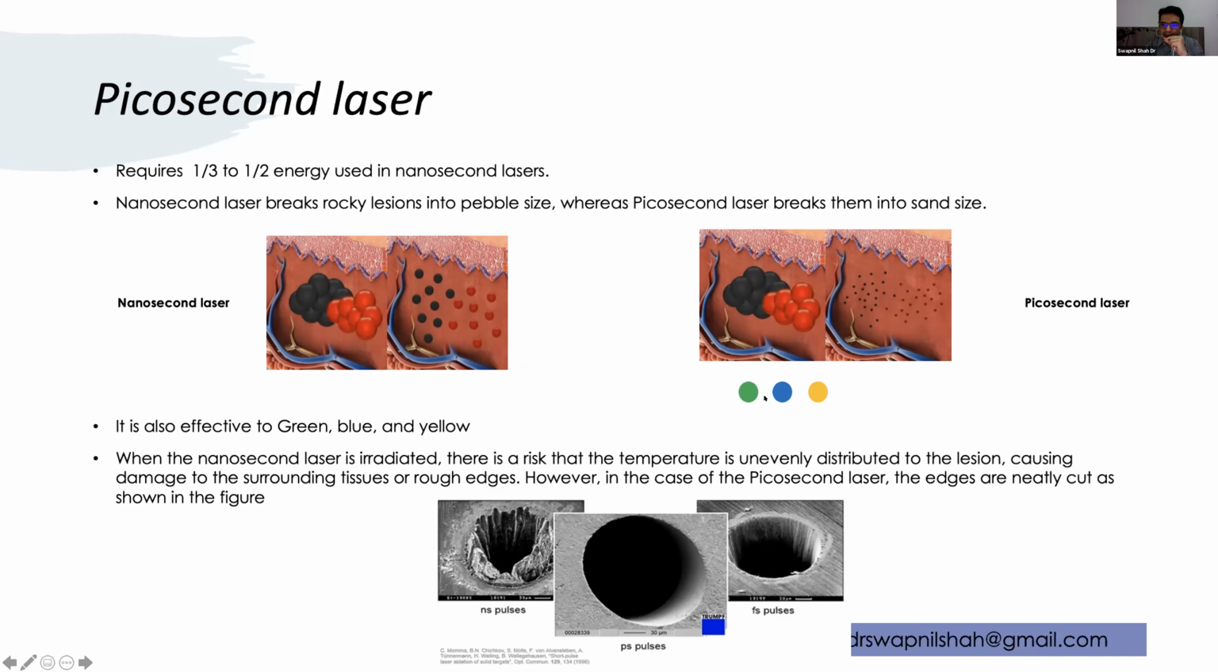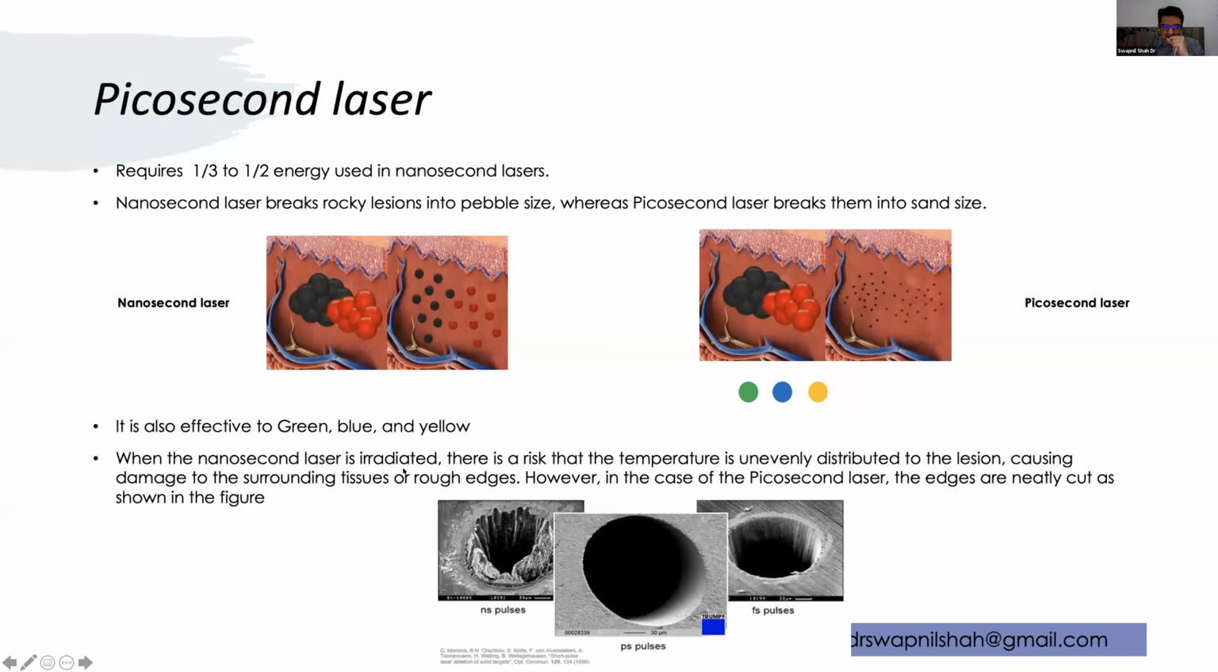All types of color actually can be treated if you can achieve a pure mechanical effect rather than a photothermal effect. In practice, we see that although this is true, it is still difficult to remove green and yellow with a picosecond 1064 laser, but still they are effective, much more effective than nanosecond lasers. It is also effective in green, blue, and yellow.